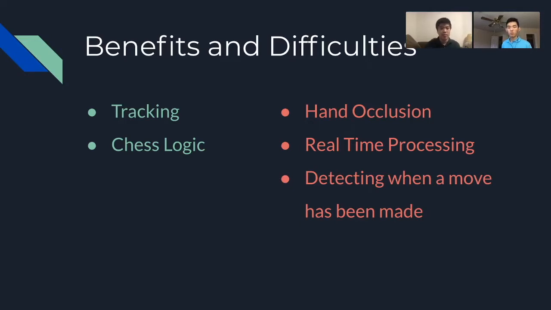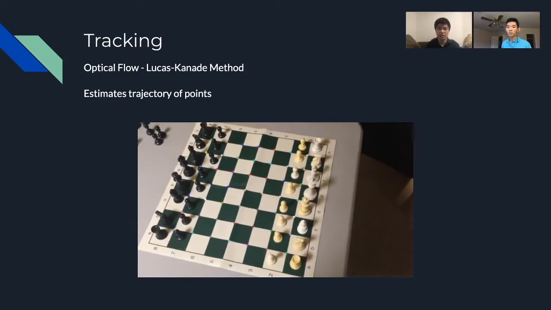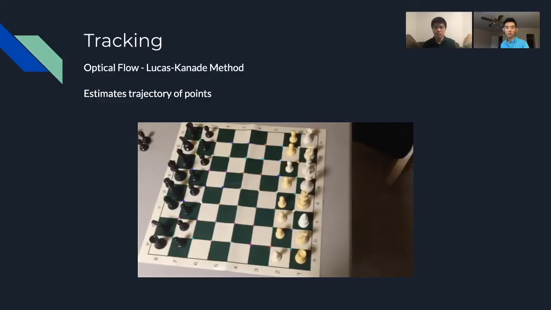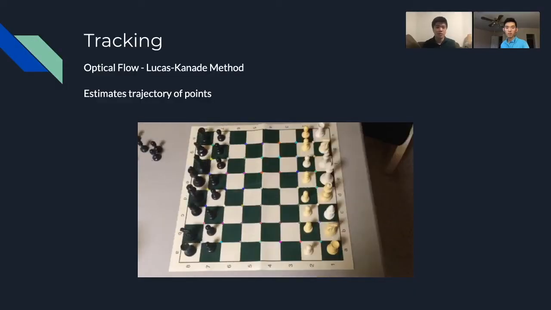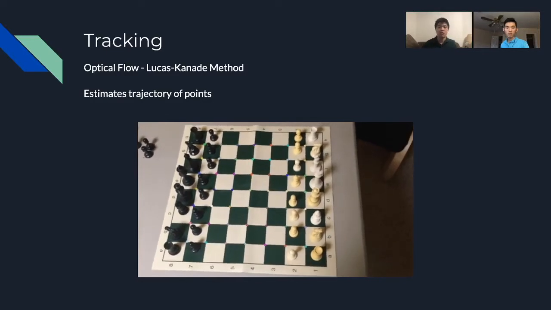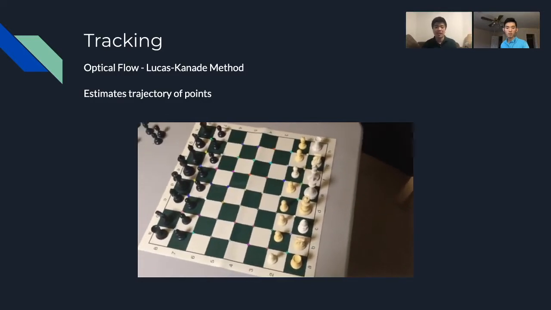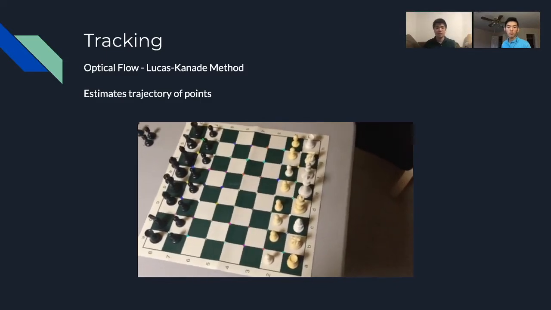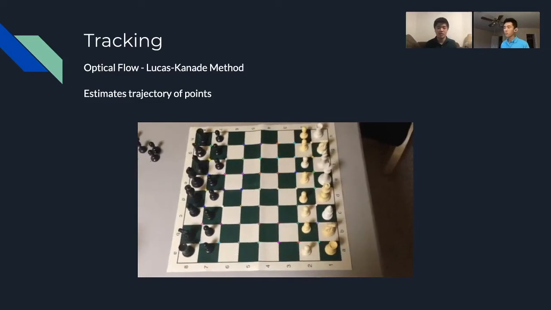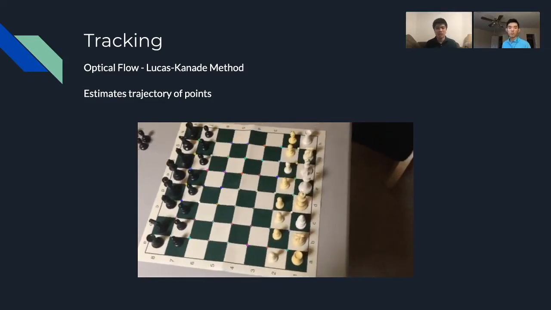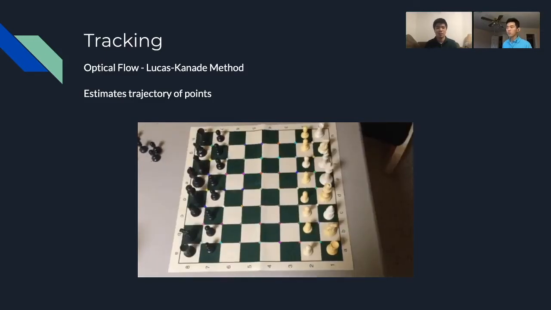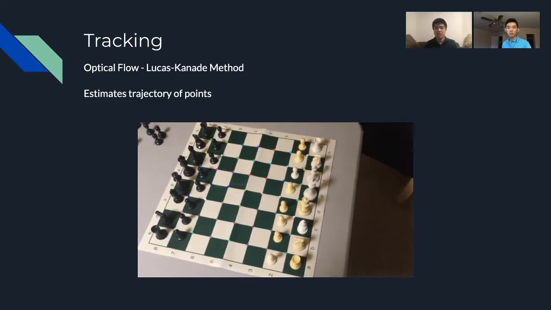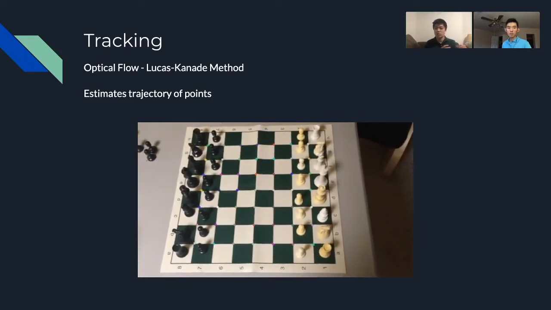So the first thing we do is tracking, as I was speaking about before. To do this, we use the Lucas-Kanade method to calculate optical flow. What this method does is it estimates the trajectory of points in a video by taking information from the previous frames and predicting where they will go. It assumes that these points don't move too far and that the camera has a semi-smooth trajectory as well. In the graphic, you can see all of the points are being perfectly tracked as the camera is moving around the board. And this is what we use.